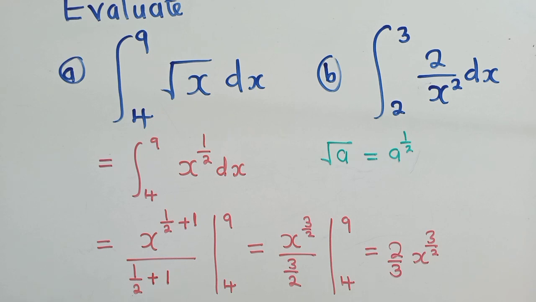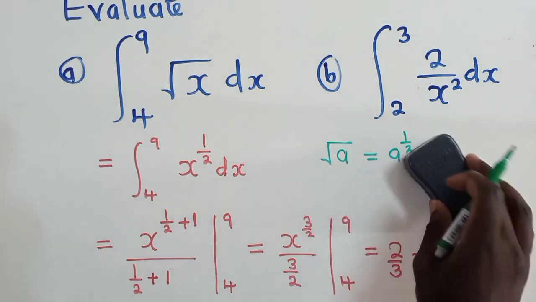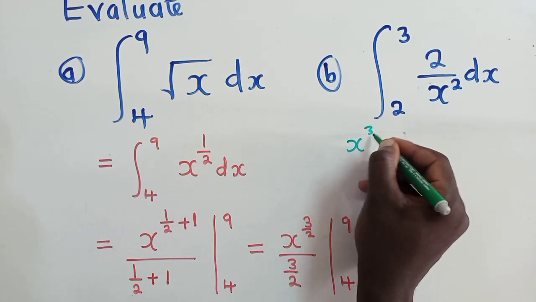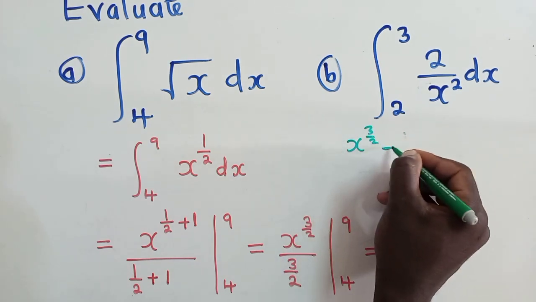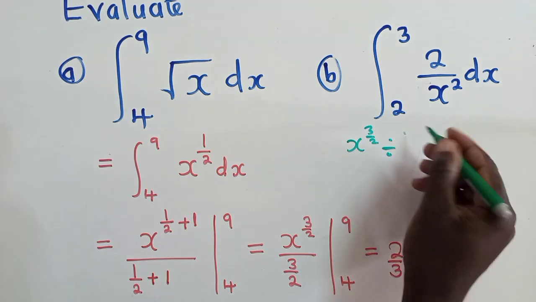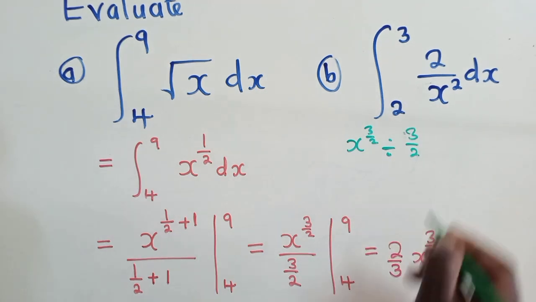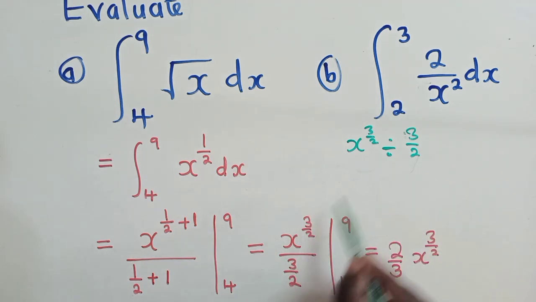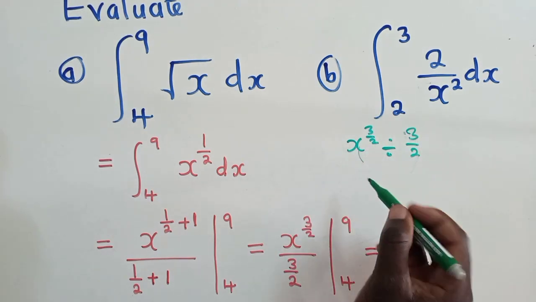Maybe you may be wondering what have I done here? Remember, all this thing is like this. Let me put it up here. It's like x power 3 over 2 and then divide by 3 over 2. So all this is the same as what we have right here.